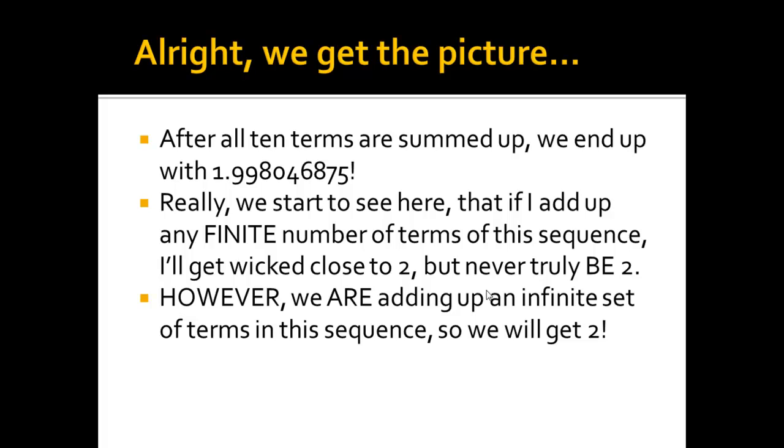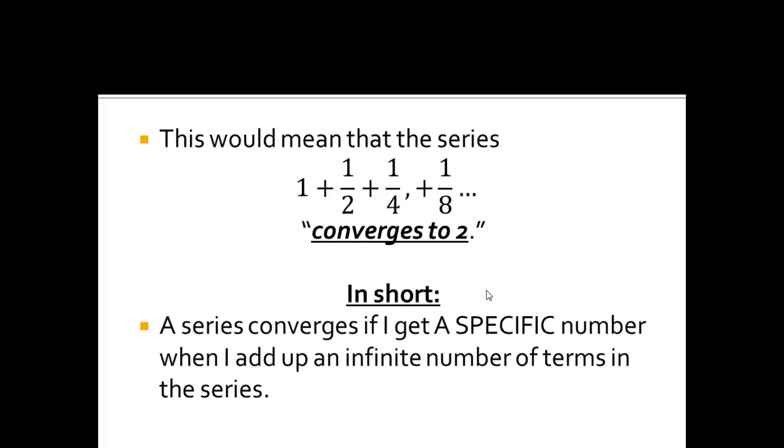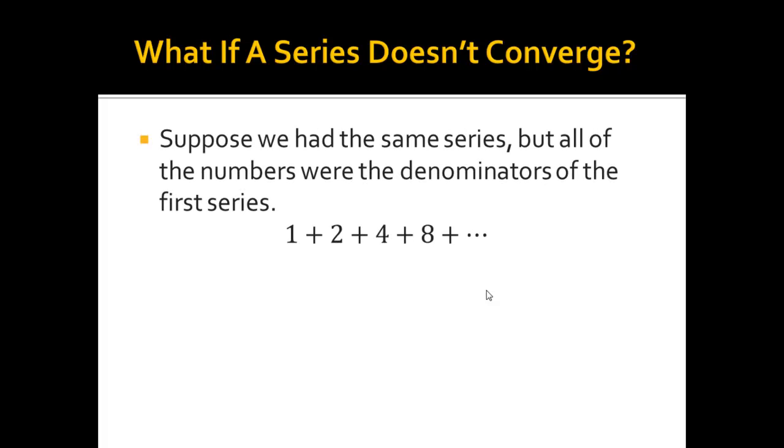What I hear a lot of kids say is that after we add up an infinite number of things, we get 2. Well, the word 'after' with infinite is kind of a weird way to think about it. The way that we would describe this is we would say that the series 1 plus 1/2 plus 1/4 plus 1/8 converges to 2. So in short, a series converges if I get a specific number when I add up an infinite number of terms in the series.